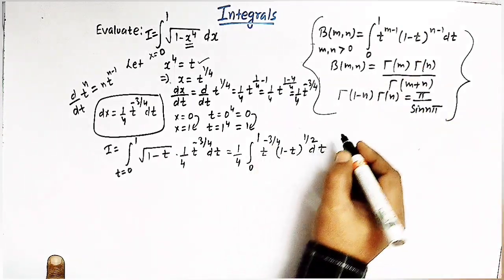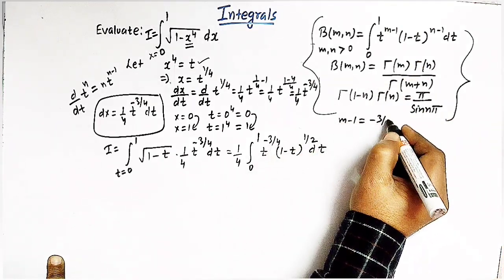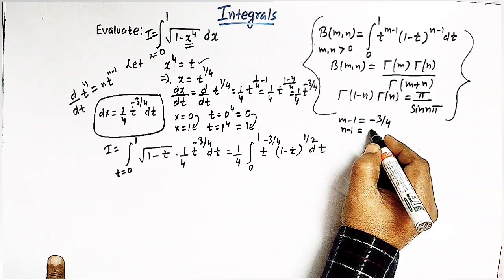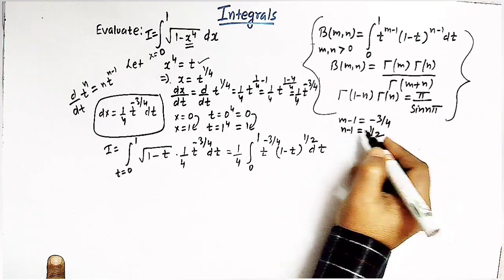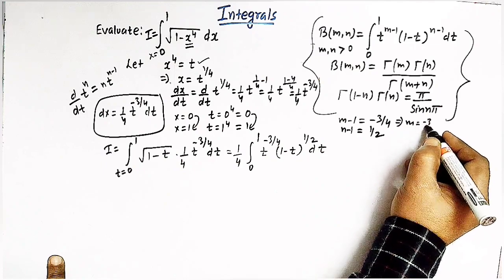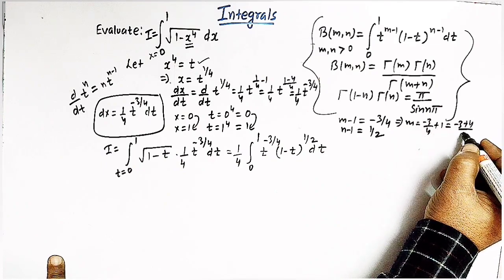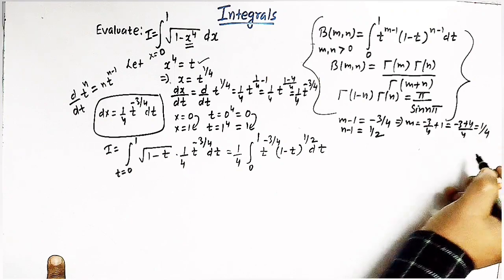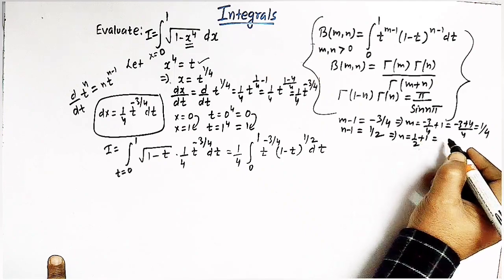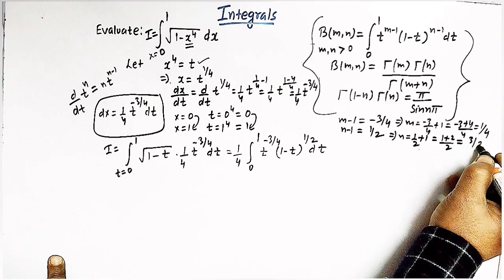So m minus 1 can be equated to minus 3 by 4, and n minus 1 can be written as half. So solving these two equations for m and n, from here we can write m is equal to minus 3 by 4 plus 1, that is minus 3 plus 4 over 4, that is 1 over 4. From here we can write n is equal to half plus 1, that is 1 plus 2 over 2, that is 3 over 2, right?